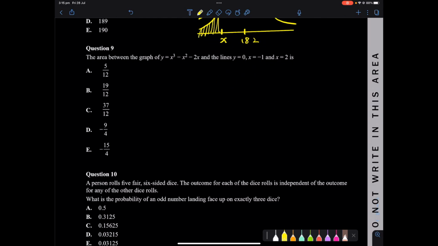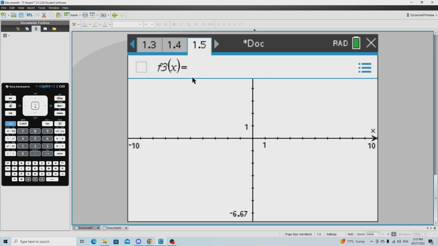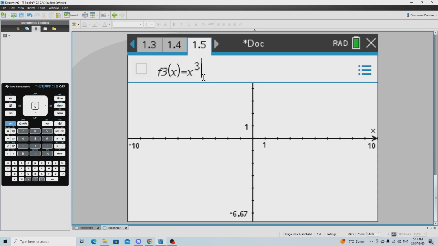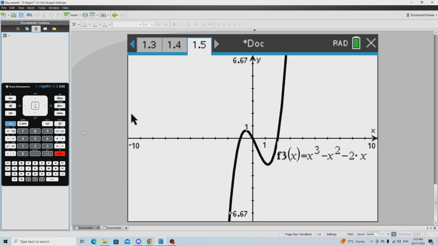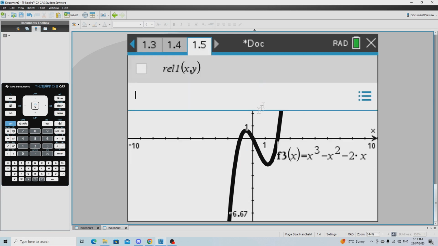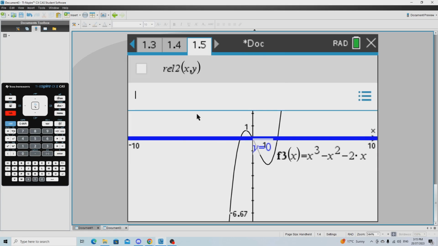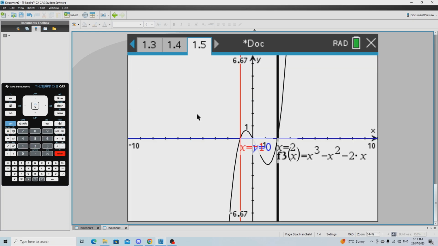Next question, the area between the graph and these lines. I have no idea what it looks like, so I'm going to graph x to the power 3 minus x squared minus 2x. Then I'm going to graph some relations, like y equals 0 is a relation. Also, we know that x is negative 1. We also know that x is equal to 2. So what we're trying to find is the area bounded by these, the area between this graph and those lines.